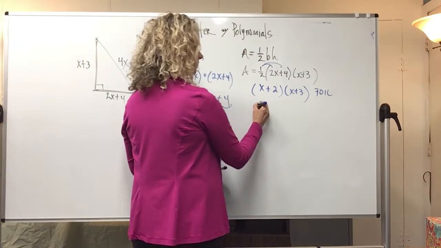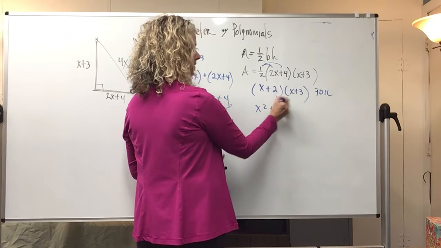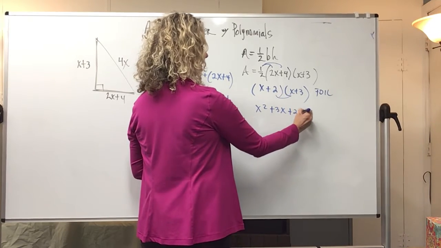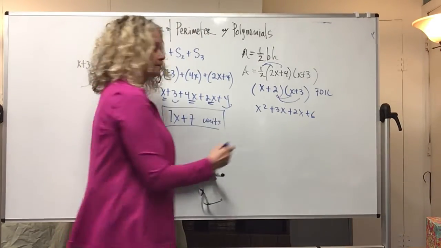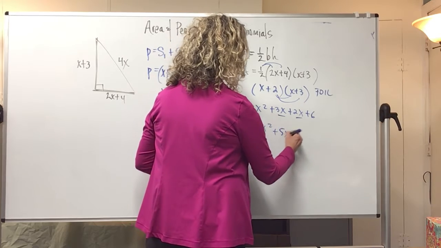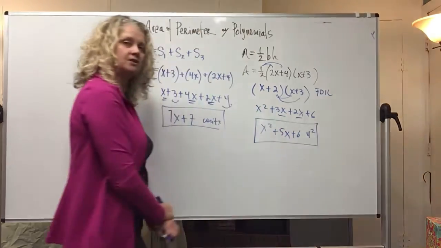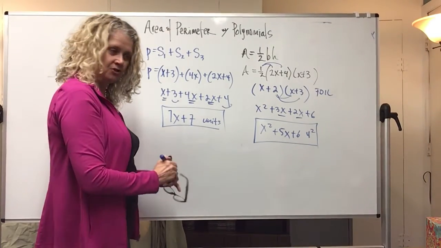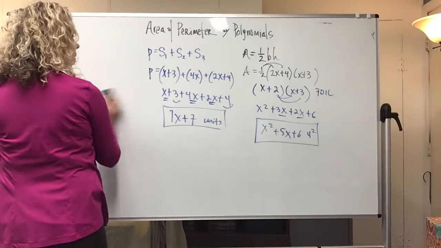Now we have a fairly straightforward foiling problem. So you're going to do the first, which is x squared. x times 3 is 3x. 2 times x is 2x. 2 times 3 is 6. We're going to add like terms. And that's going to be 3x plus 2x is 5x plus 6. And that's area, so it's units squared. Let's do one more triangle, and that will conclude our lesson.